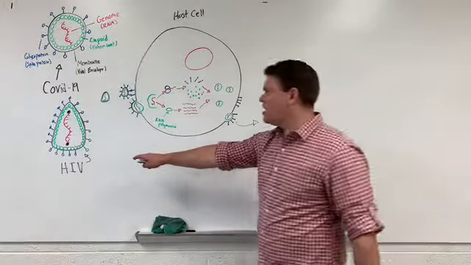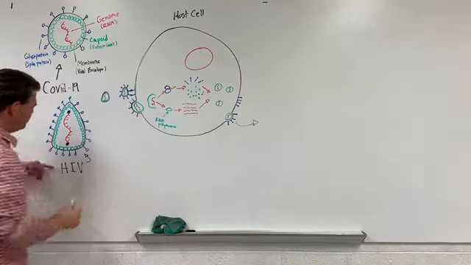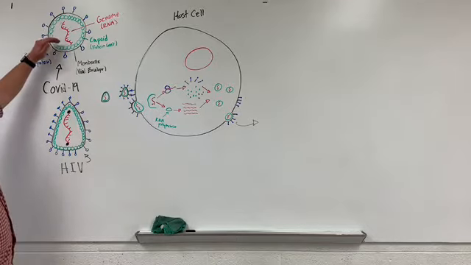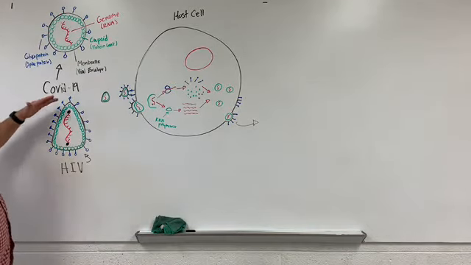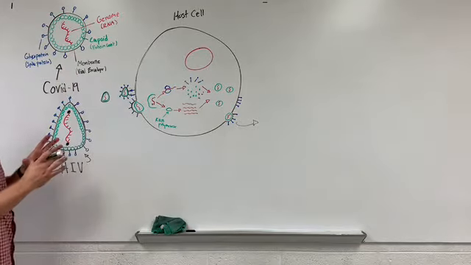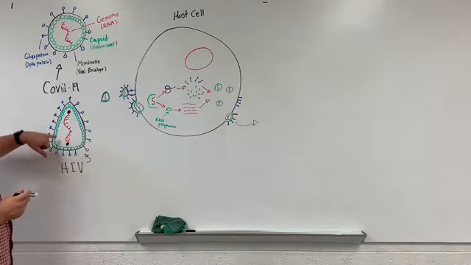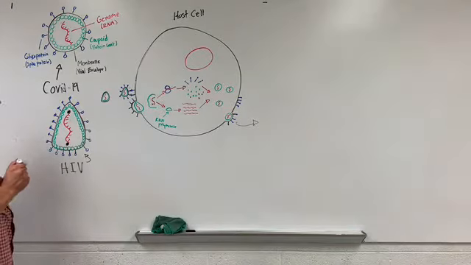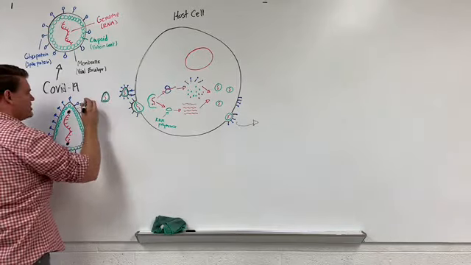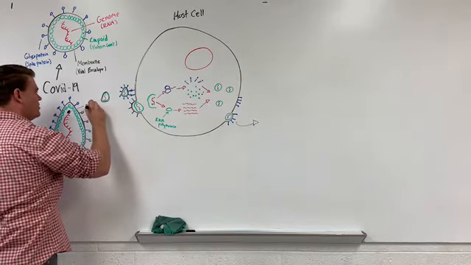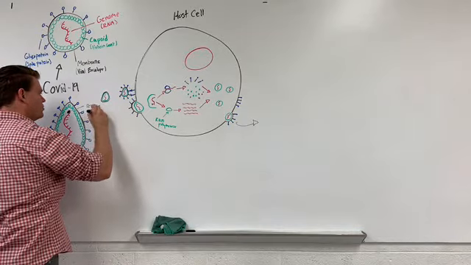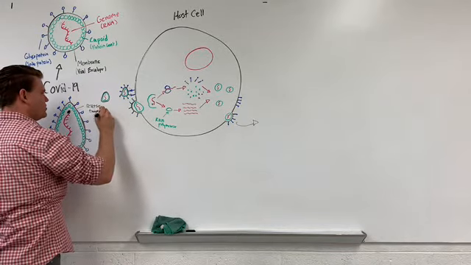Here is our HIV we just drew out. So our HIV is very similar to our COVID-19. Some obvious differences: the shape is a little bit different, it looks more like a teardrop, where COVID-19 is more circular. Another big difference is that HIV has something else in here, an enzyme called reverse transcriptase.